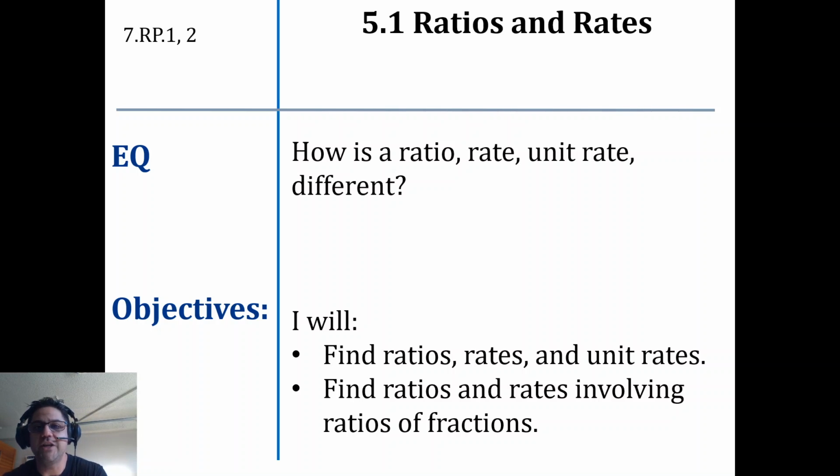So look at ratio, rate, unit rate. Unit rate is very specific. So make sure you know what's going on. Your objectives: I can find ratios, rates, and unit rates. Find ratios and rates involving ratios of fractions. So we're going to hold off on those fraction parts initially, and then we're going to come back to that on a different day. But that's not to say that we're going to skip fractions. It just means the more complicated problems we'll come back to a little bit later.